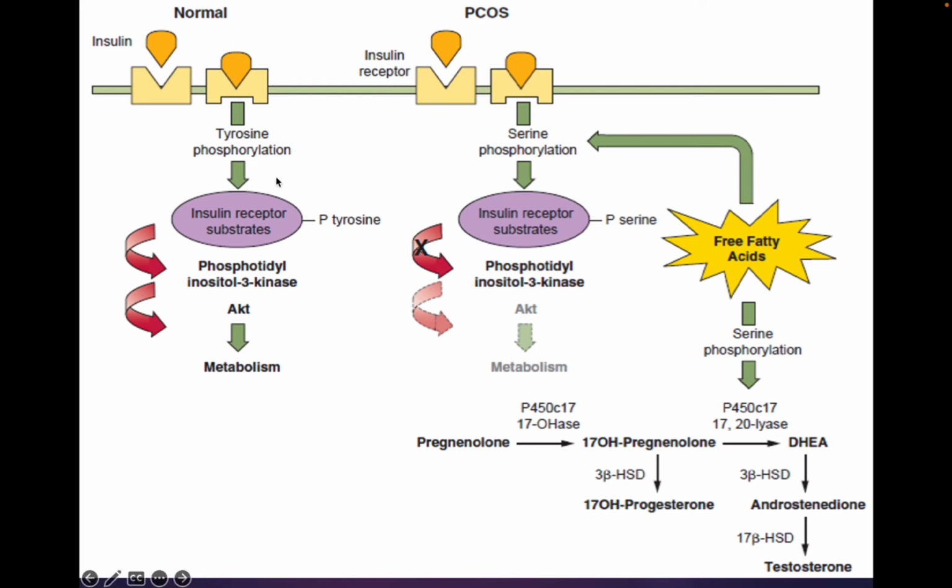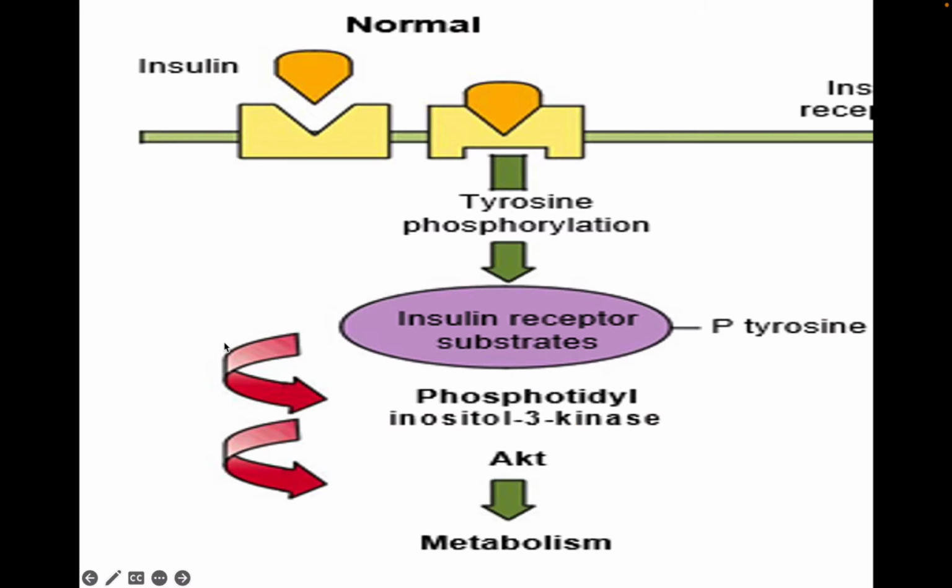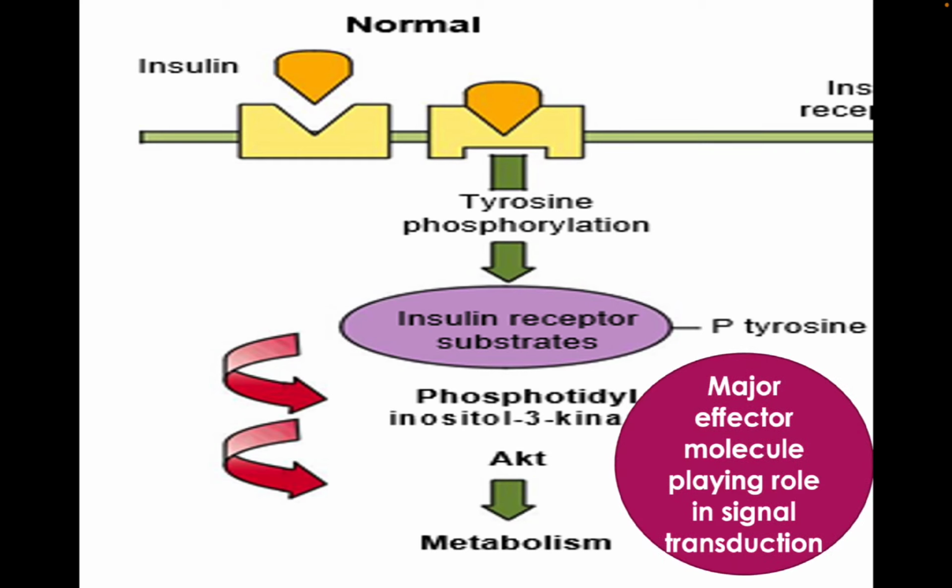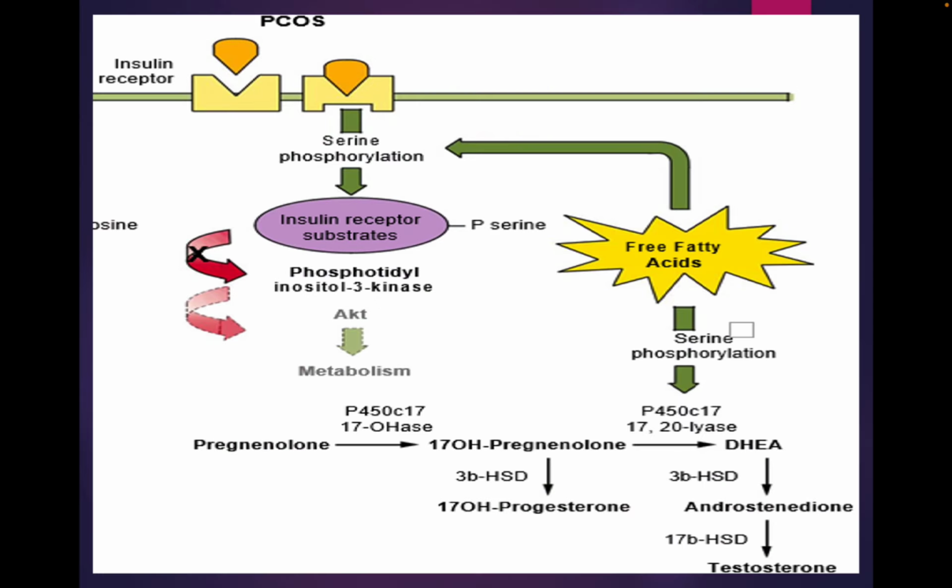The insulin is responsible for tyrosine phosphorylation, but in PCOS women there is serine phosphorylation instead of tyrosine phosphorylation, and because the tyrosine phosphorylation is not happening, the metabolic pathway mediated through insulin is getting inhibited. Okay, so this AKT, which is the major effector molecule playing a role in signal transduction, is not functioning. There will be more glycolysis, as I already explained. There will be more lipolysis because insulin is now not acting as an anabolic hormone, rather a catabolic hormone. These things we have discussed; you can see our previous video.